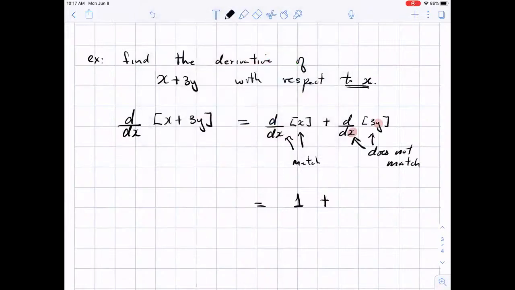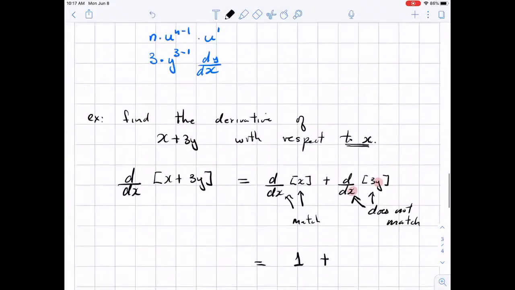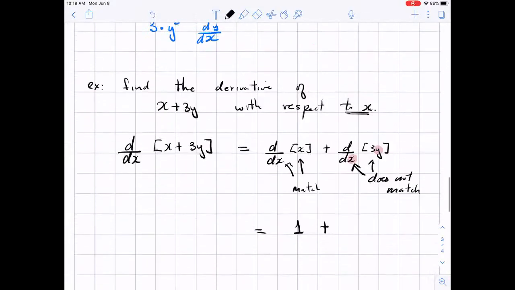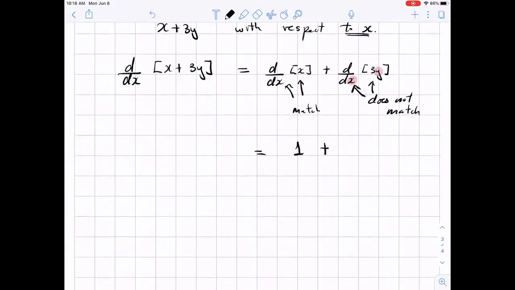So we'll use the chain rule just as we did above here. We take the derivative of the function, so the derivative of 3y is just 3. But because now we have to use the chain rule, this becomes 3 dy dx. So anytime the variable does not match, you have to do implicit derivatives.